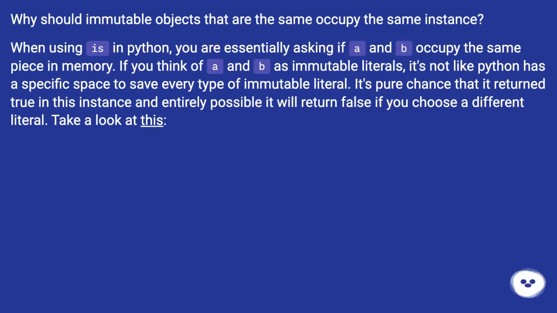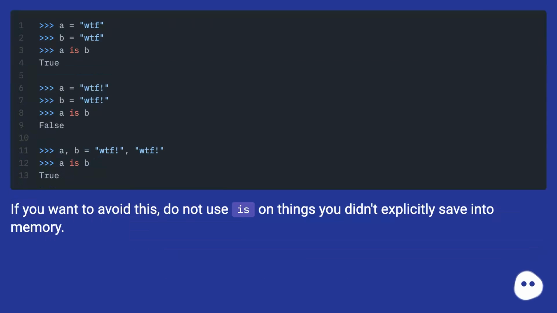Why should immutable objects that are the same occupy the same instance? When using `is` in Python, you are essentially asking if A and B occupy the same piece in memory. If you think of A and B as immutable literals, it's not like Python has a specific space to save every type of immutable literal. It's pure chance that it returns True in this instance, and entirely possible it will return False if you choose a different literal. Take a look at this. If you want to avoid this, do not use `is` on things you didn't explicitly save into memory.